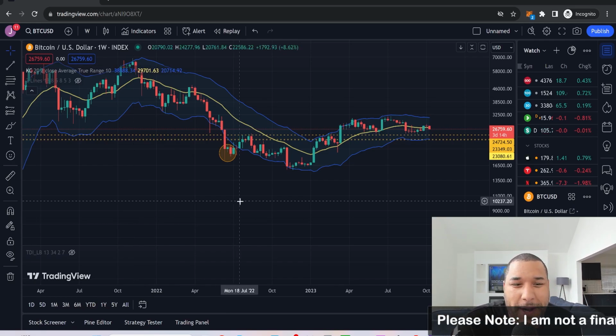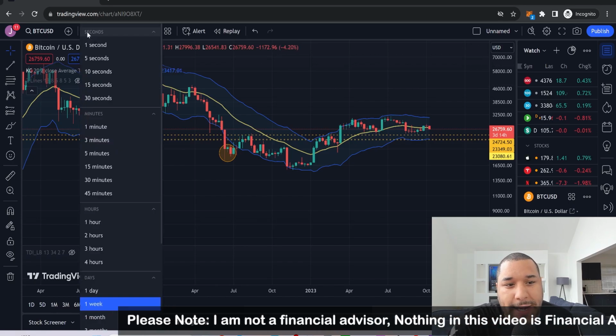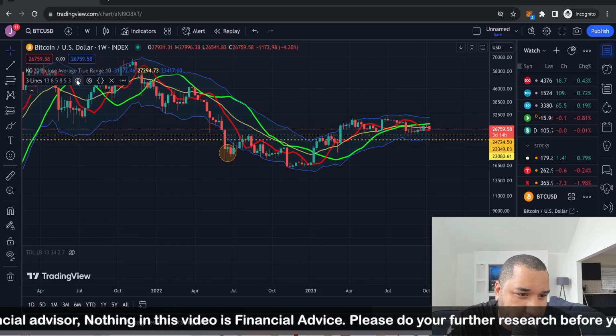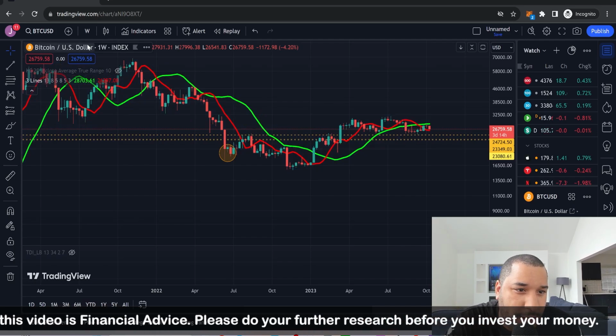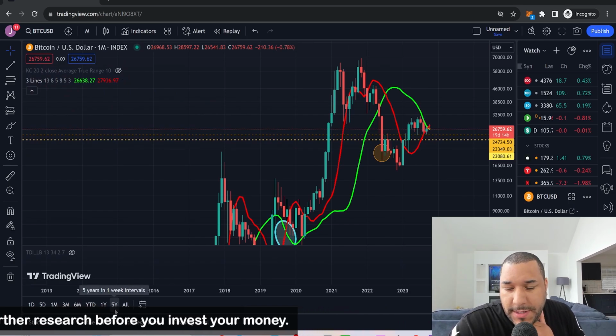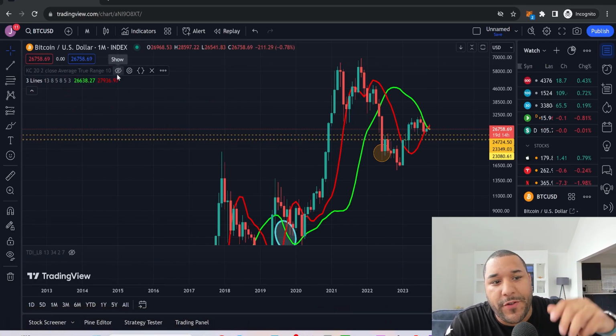So real quick, I want to show you this chart here, which is the Keltner channel. I've got this on the weekly time frame. And I will also show you the Williams Fibonacci lines on the monthly time frame. I think they're both equally important to discuss. This is not financial advice, so please do your further research before you invest your money.